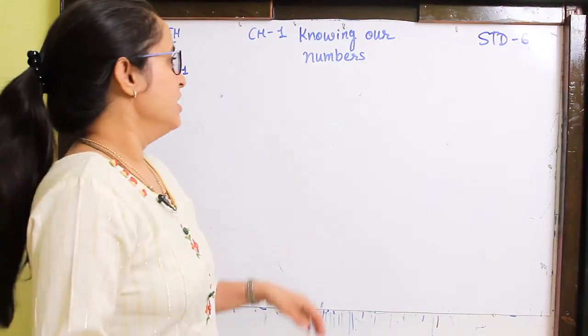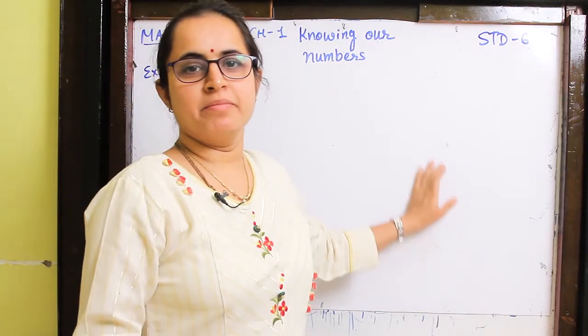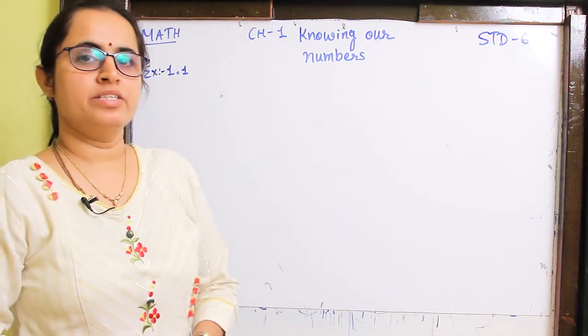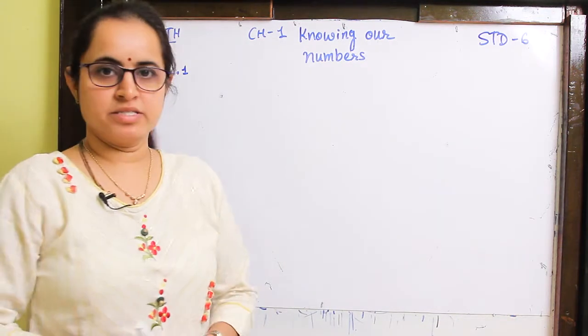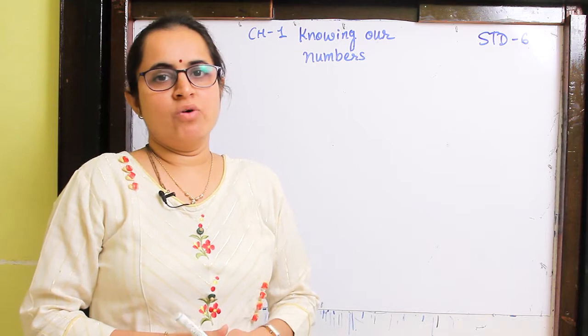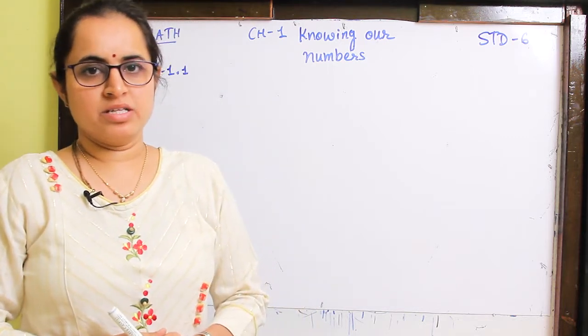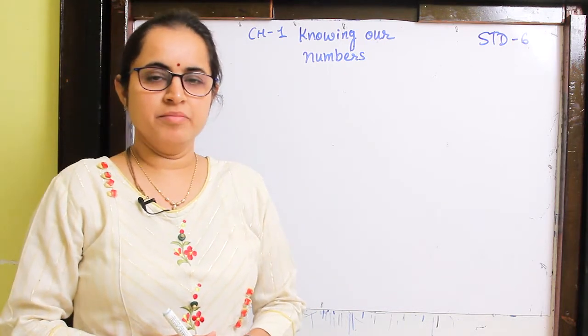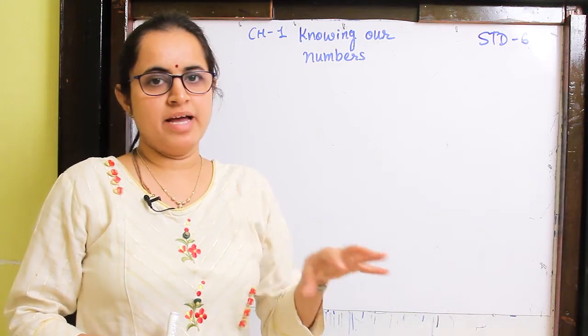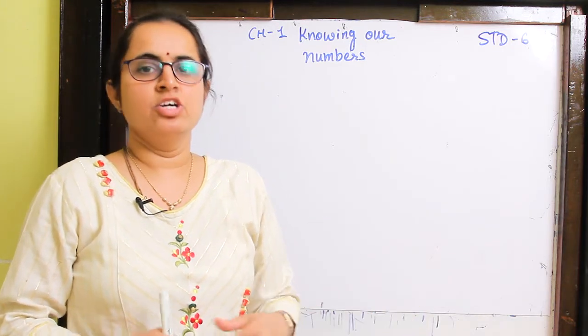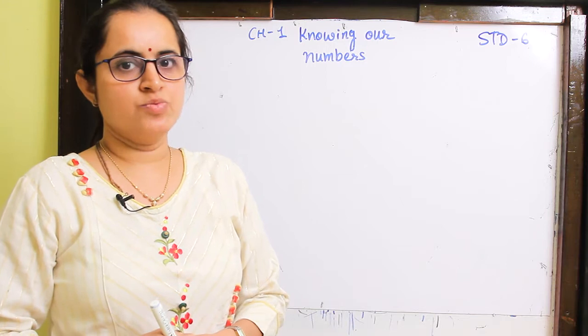Hello students, today again we will study maths. In that we will continue with chapter number 1, Knowing Our Numbers. In last session we have already studied about numbers and different types of number systems, which are the Indian number system and the international number system. Today we will start with exercise 1.1.